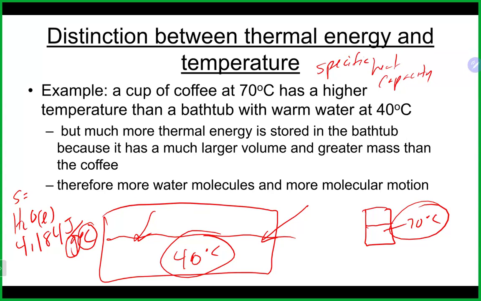Now, clearly in the bathtub, I have a lot more grams of water than I do in the coffee cup. And that means it's going to take a lot more energy to see the temperature actually change, right? To get that bathtub water up to 70 degrees, you're going to have to put a lot of heat and energy in there to get that kind of temperature change. In a cup of coffee, you don't.